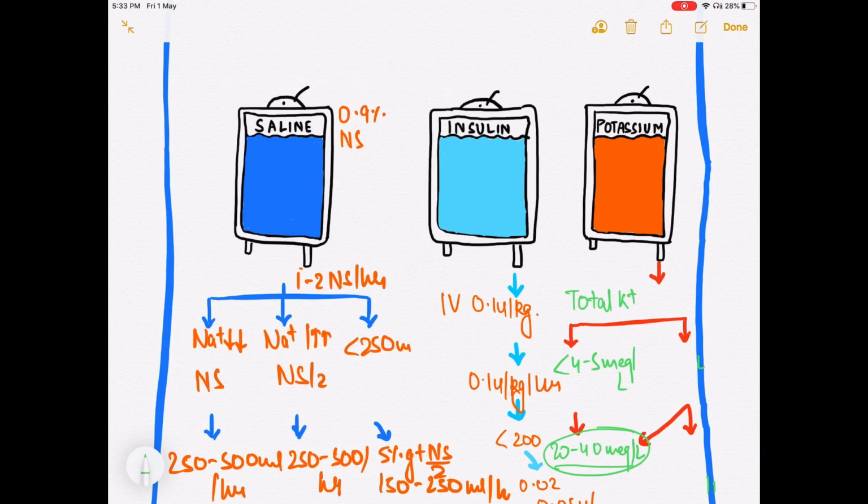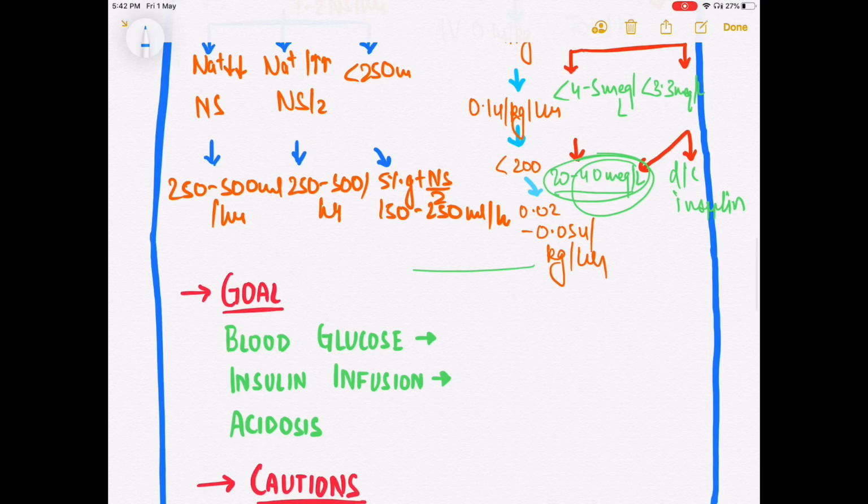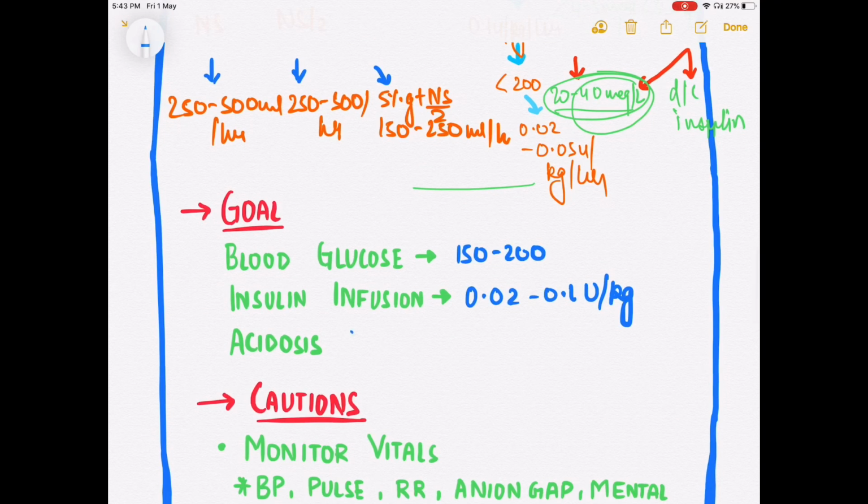But if the total potassium level drops below 3.3 milliequivalents per liter, then we must first discontinue the insulin drip and then supply the potassium at 20 to 40 milliequivalents per liter. The purpose of our therapy is to bring blood glucose back into the range of 150 to 200 milligram per deciliter, decrease the insulin infusion to 0.02 to 0.1 unit per kg of body weight every hour, and resolve the problem of acidosis.